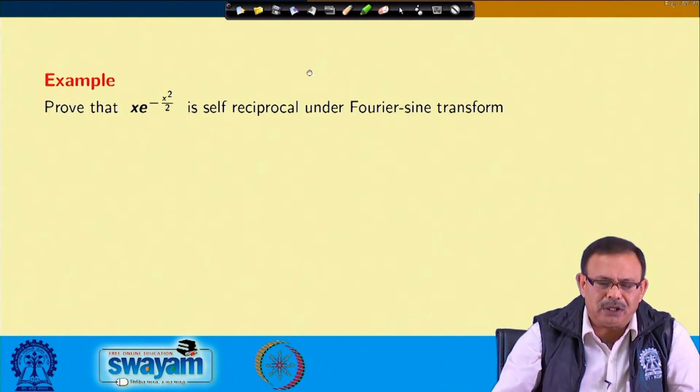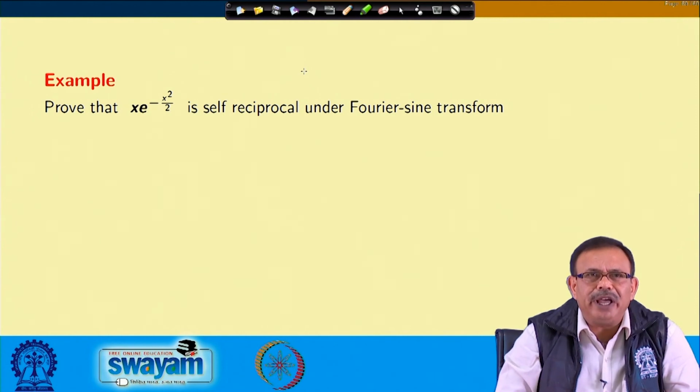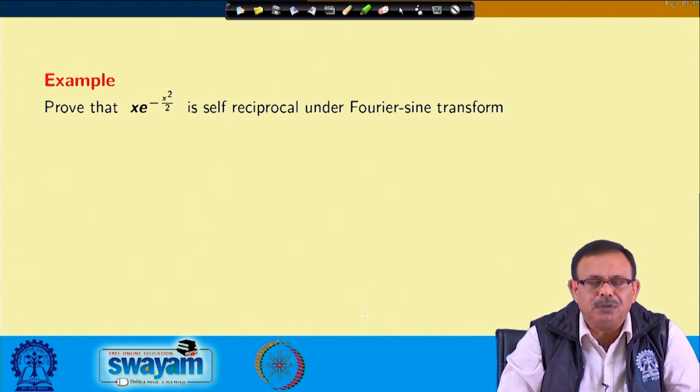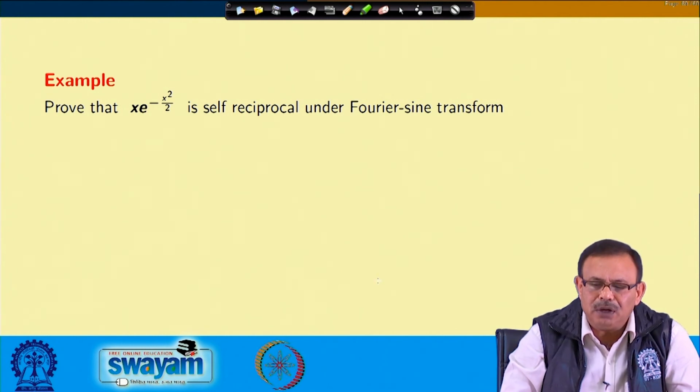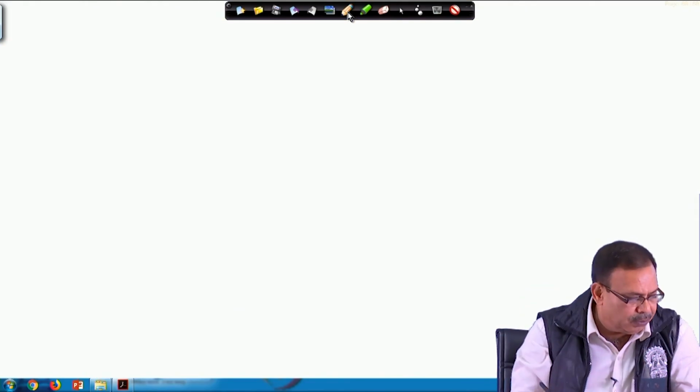Now, let us see another problem. We have a function x e^(-x²/2). We have to prove that this function x e^(-x²/2) is self reciprocal under the Fourier sine transform. For the earlier problem, e^(-x²/2) is self reciprocal with respect to the Fourier transform as well as with respect to the Fourier cosine transform, whereas for this problem we are asked to prove that x e^(-x²/2) is self reciprocal under the Fourier sine transform. Let us see how to prove it.